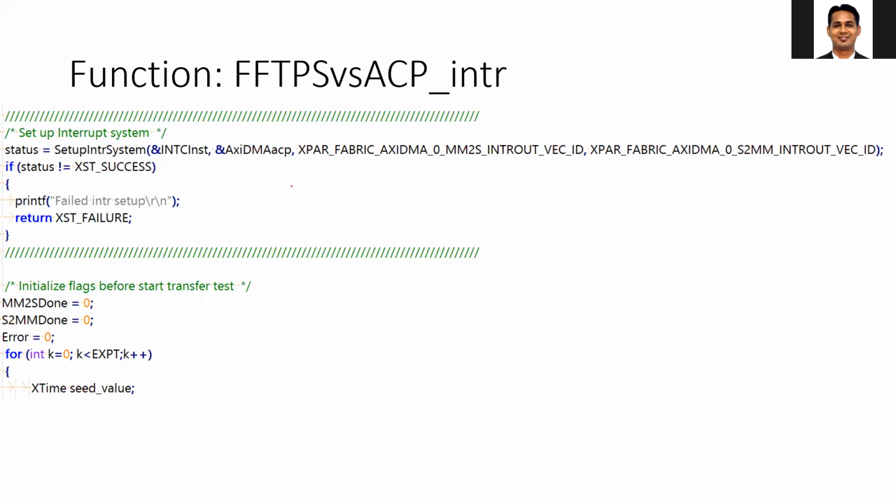I'm going to write this function in my FFTPS ACP interrupt function. After I do the DMA configuration, before I start my FFT experiment, I'm going to set up the interrupt. I'm going to pass the instance of the GIC, the instance of the DMA, and the 2 sources of the interrupt. Their IDs are in the xparameters.h file. Then in the same code, before I start the experiment, I'll initialize the flags to 0, and then I'll start my experiment.